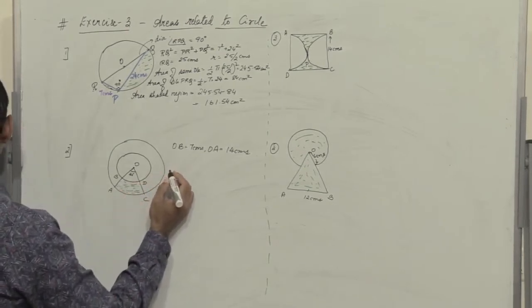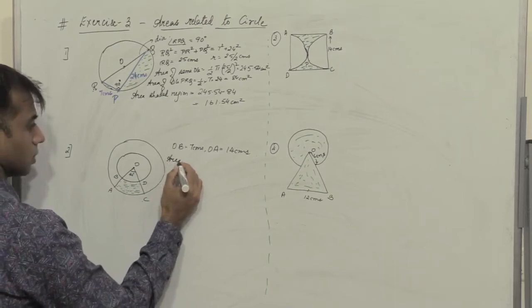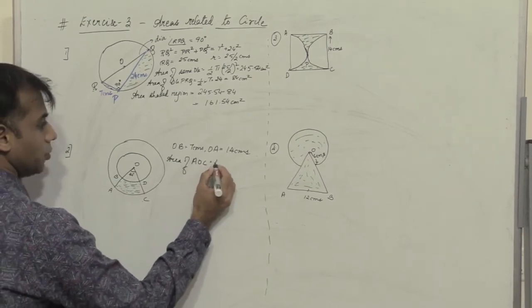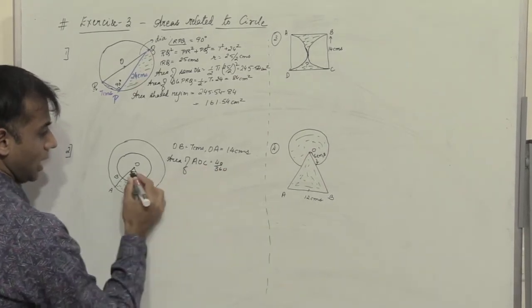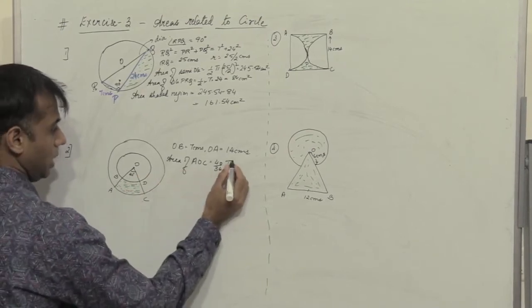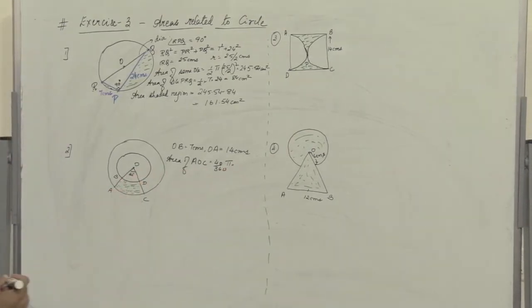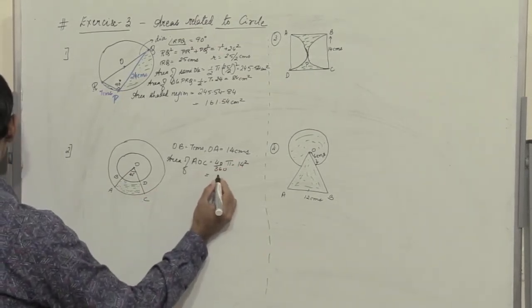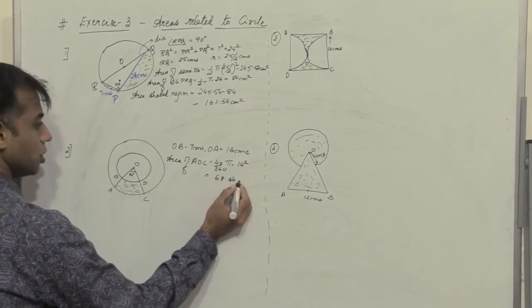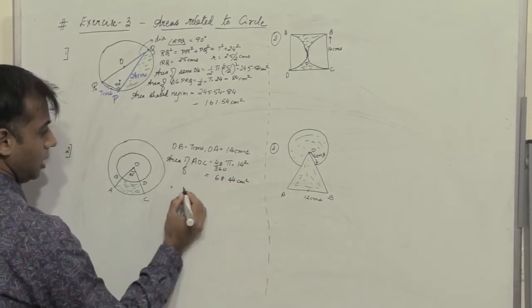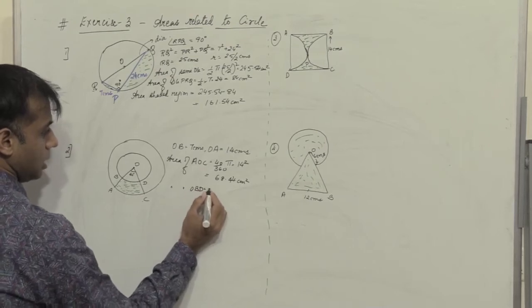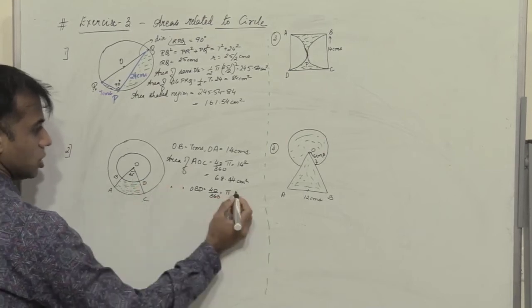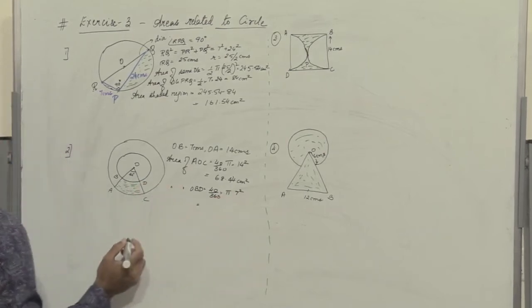So now area of the sector AOC is 40 by 360. So the angle here is 40 degrees into pi into r square, which is 14 square. And we get the value as 68.44 centimeters square. Next, area of OBD is 40 by 360 into pi into r, which is 7 square.